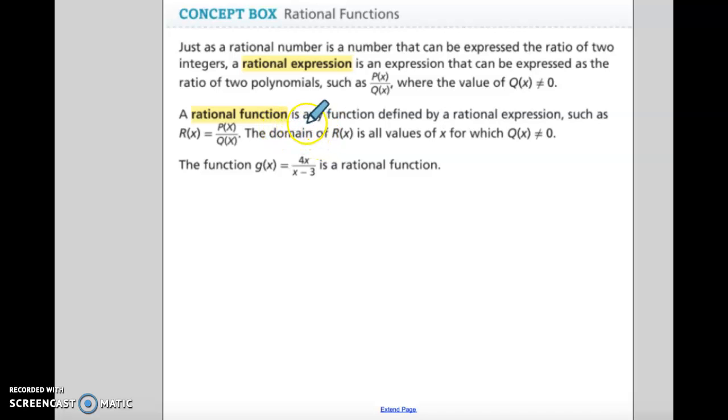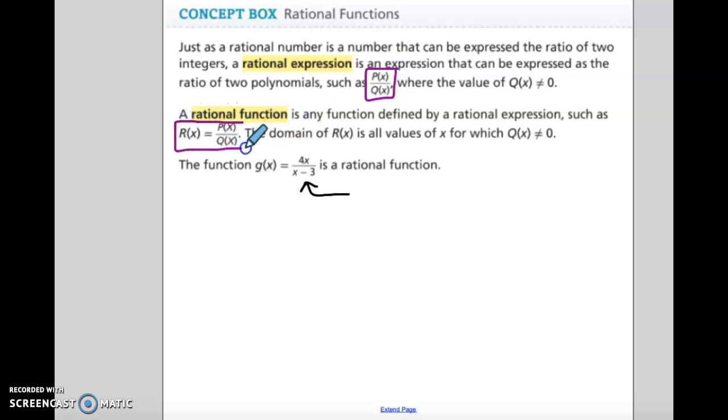It says a rational function is any function defined by a rational expression such as r of x equals p of x over q of x, where p of x and q of x are polynomials. And obviously my denominator cannot be equal to 0. This is an example of a rational function. The difference between an expression and a function is right here. You can even compare and contrast this. That's an expression, and this is a function.